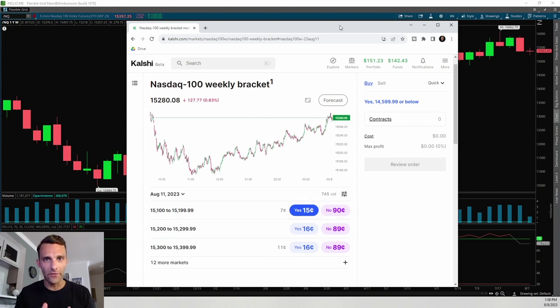So I know there were a lot of different examples, but that's how you can use the RSI when trading the event contracts on the S&P 500 daily and weekly and the NASDAQ 100 daily and weekly.